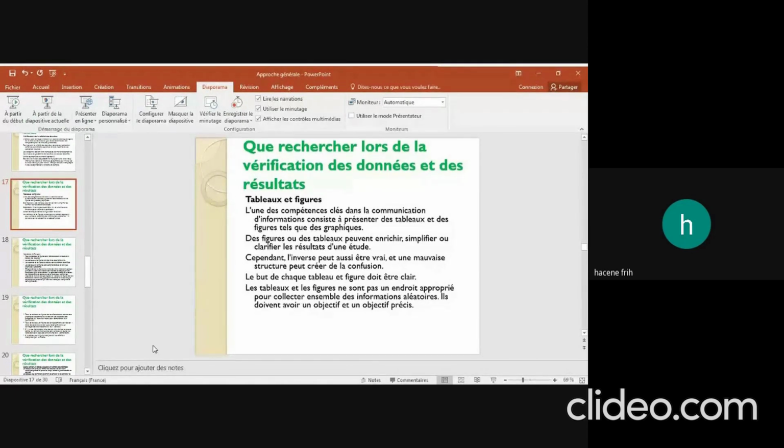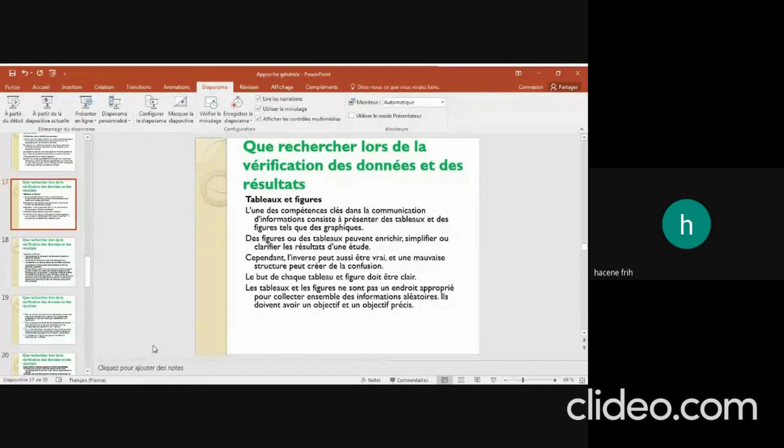Tables and figures. One of the key skills in communicating information is presenting tables and figures such as a graph. Figures and tables can enhance, simplify, or clarify the results of a study. However, the reverse can also be true, and a poor structure can create confusion.